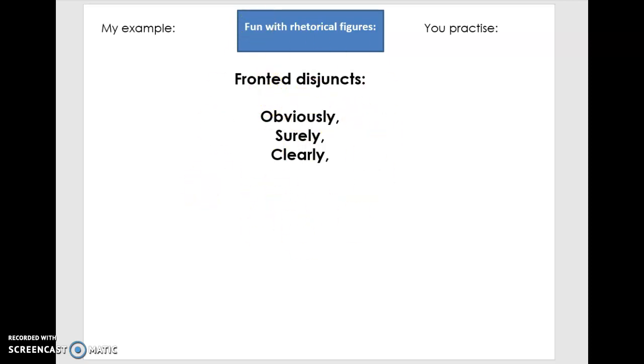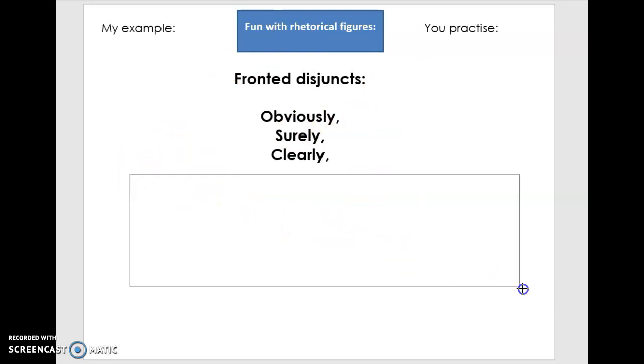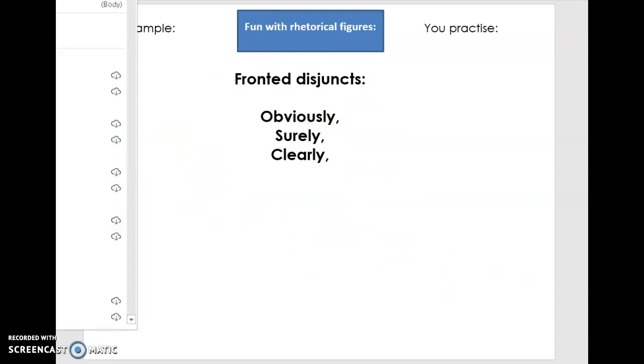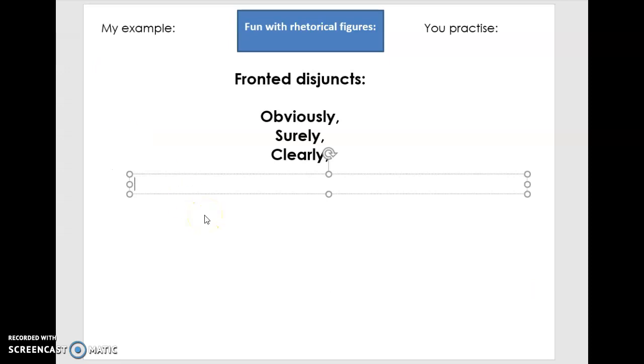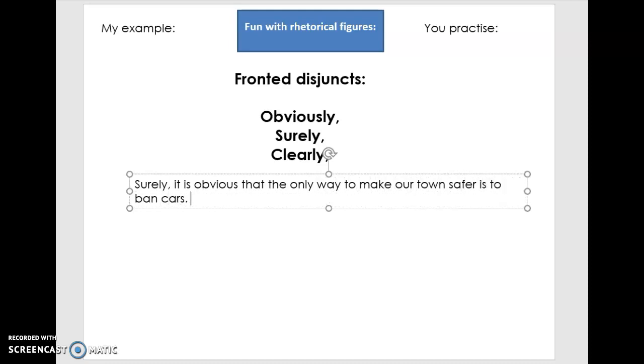So you'll find in persuasive language, speakers and writers will often start a sentence with one of these words and then offer an opinion, but in a way that makes us feel like we have to agree with their opinion. So in my example that I was using yesterday, that cars should be banned from city centres, I could say something like, surely it is obvious that the only way to make our town safer is to ban cars.